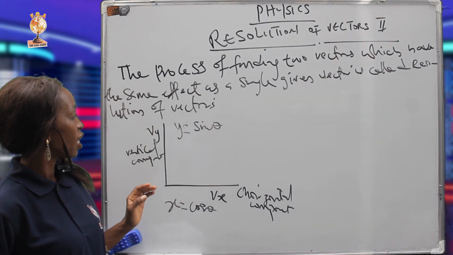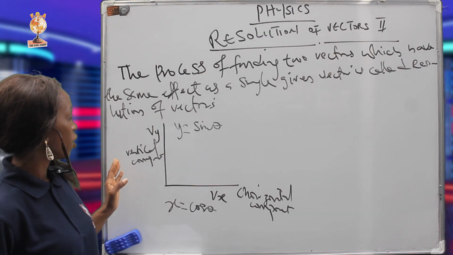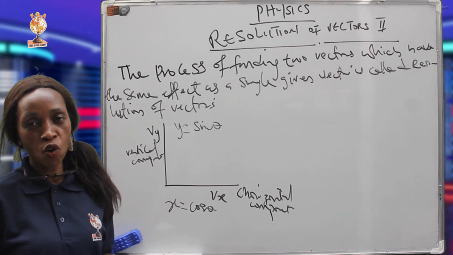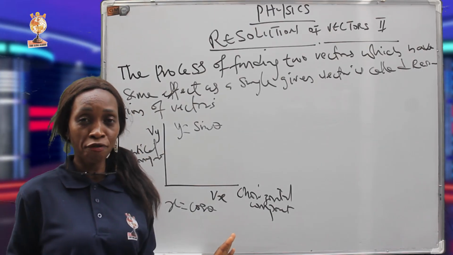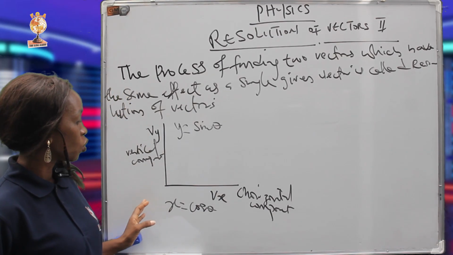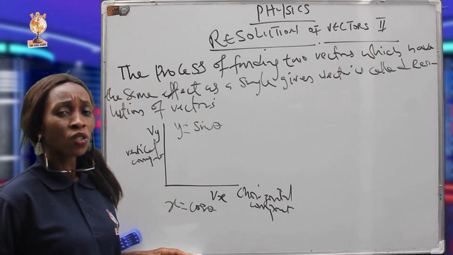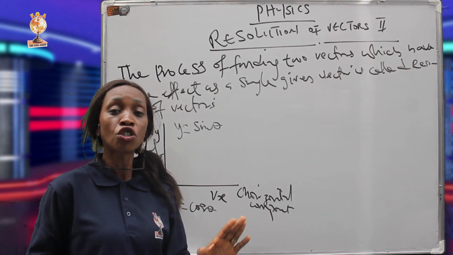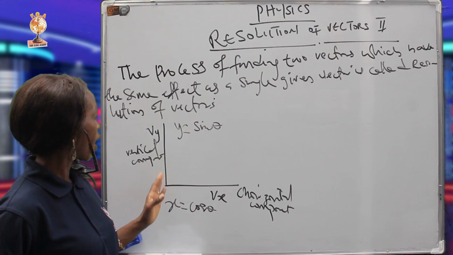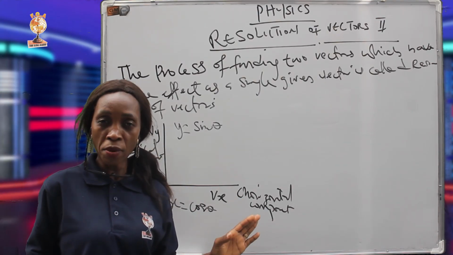We also talked about how it must be divided into two components, the vertical component and the horizontal component. The vertical components are the y-axis, mathematically from your graph, and the horizontal axis are the x coordinates. All the x coordinates are cos theta using trigonometry, and all the y-axis are sine theta, also using trigonometry.